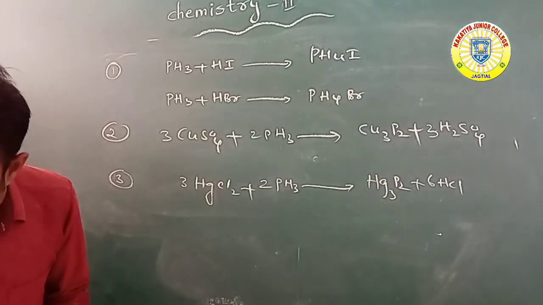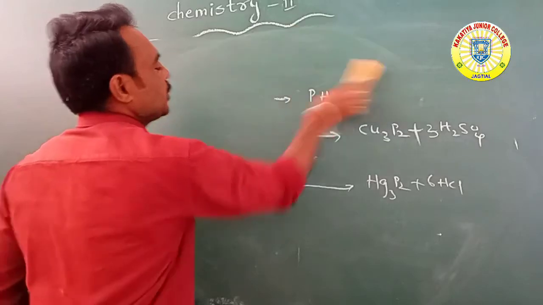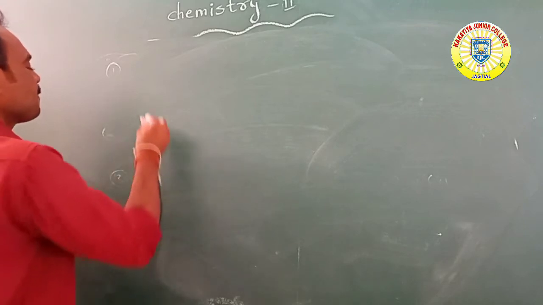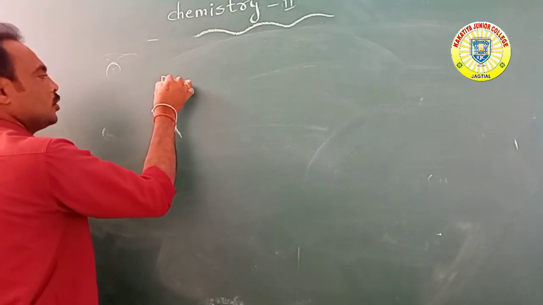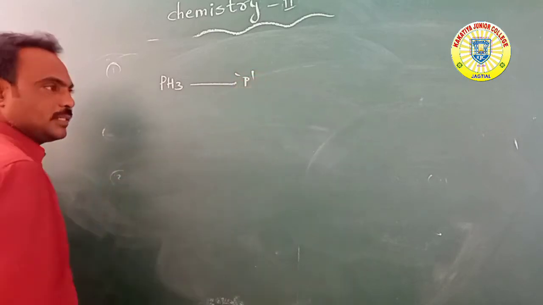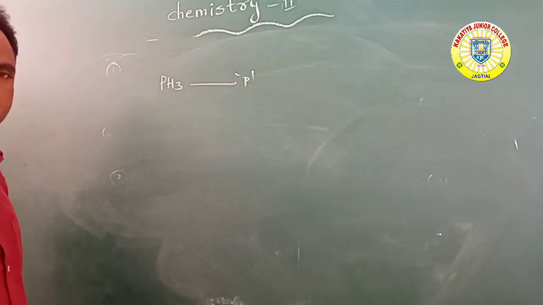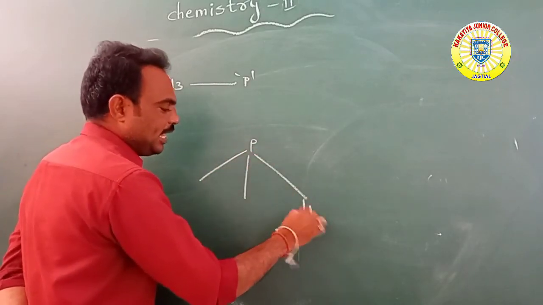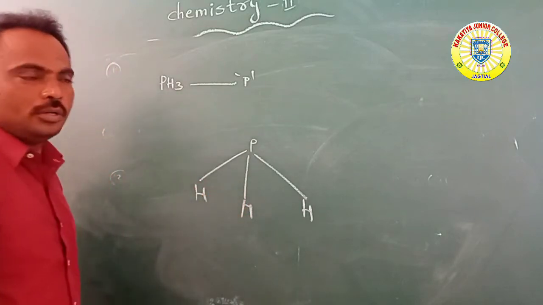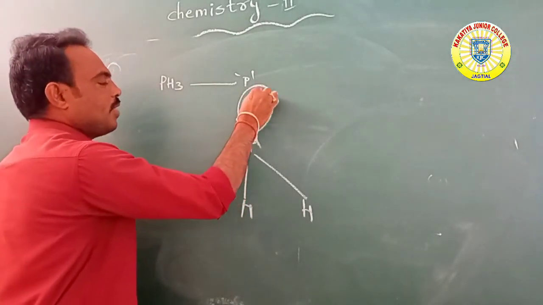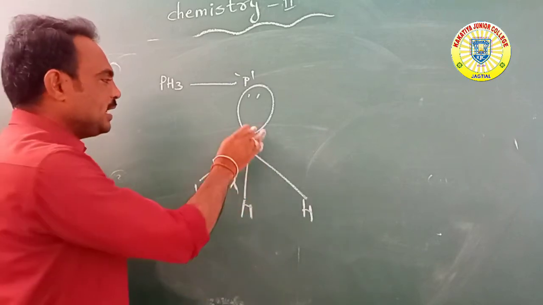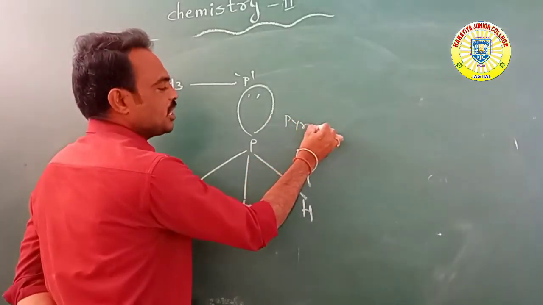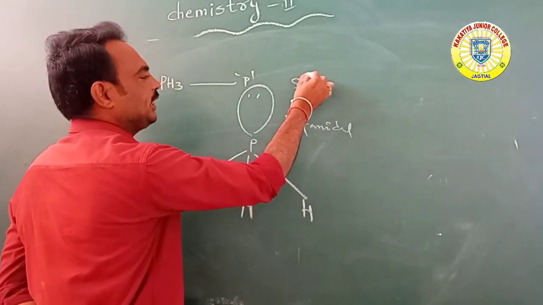Okay, so what is the structure of PH3? Suppose, for example, in PH3 the central atom is phosphorus. The central atom phosphorus is attached to 3 hydrogens with single bonds. Phosphorus contains one lone pair. This lone pair is indicated with the orbital. So overall it is a pyramidal shape with sp3 hybridization.